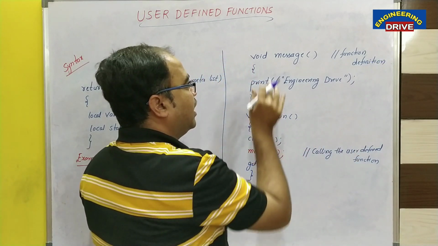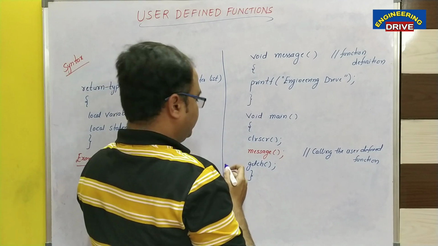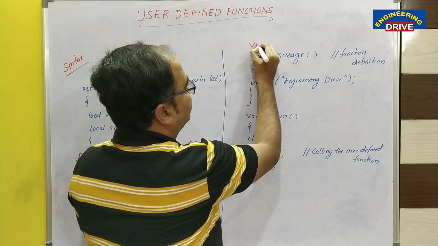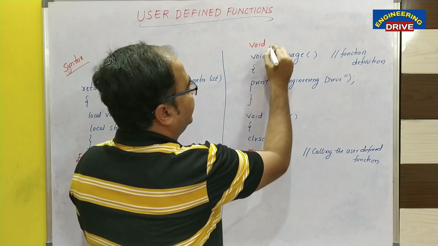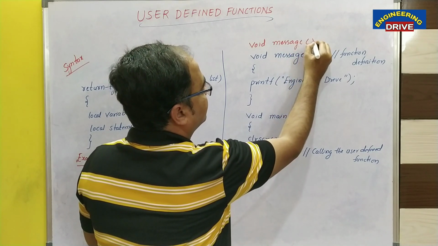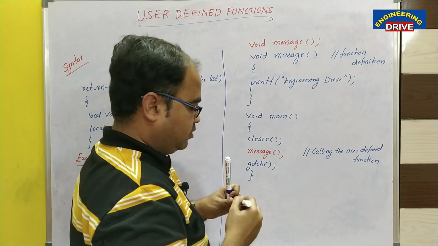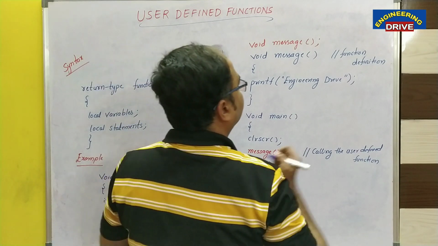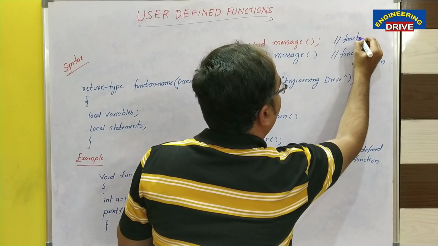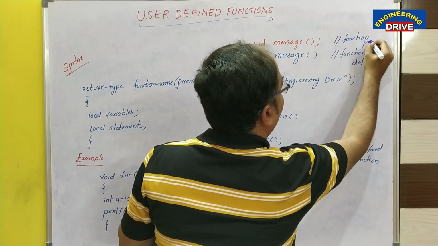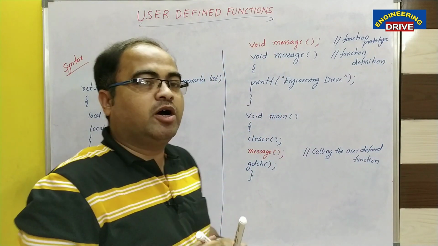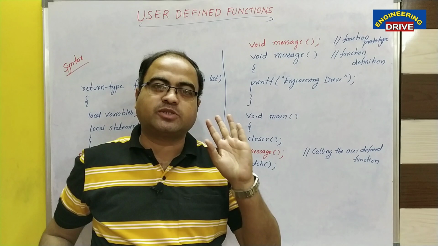Okay, now after this writing, we should write one more step at the top. The one more step we need to write is function prototype. What is function prototype? Name of the user defined function, void message, here keep semicolon. That's all. Okay, we call this step function prototype.